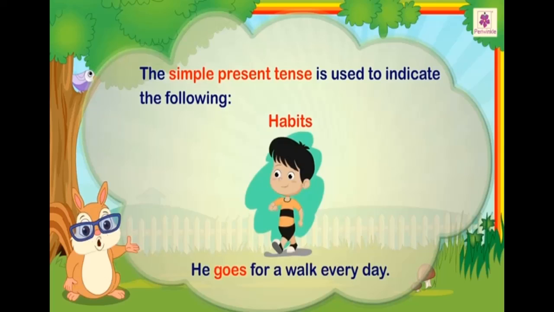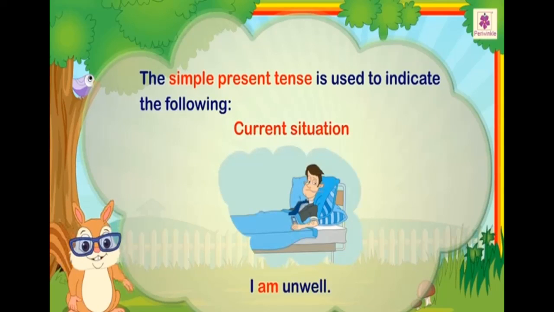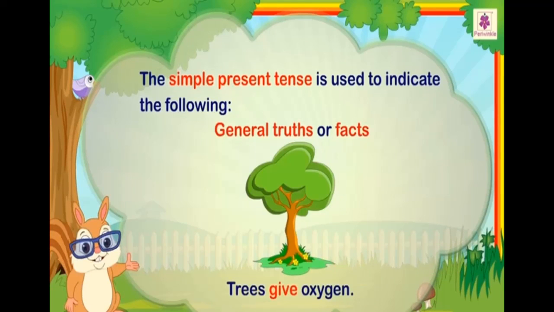The simple present tense is used to indicate the following. Habits: he goes for a walk every day. Regular actions, such as the cobbler mends shoes. Here, cobbler is a singular noun, so we are using s with the verb. Current situation: I am unwell. General truths or facts: trees give oxygen.